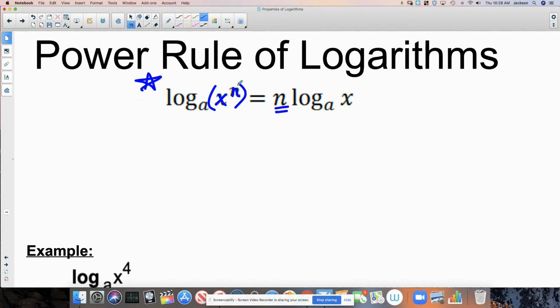This really gets to the root of a logarithm being the inverse operation of exponents, right? So we'll talk more about that once we start solving equations. But let's look at a proof of this.